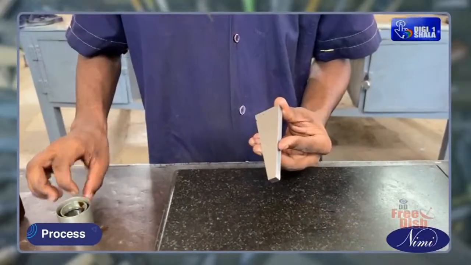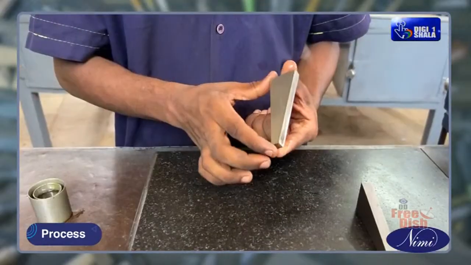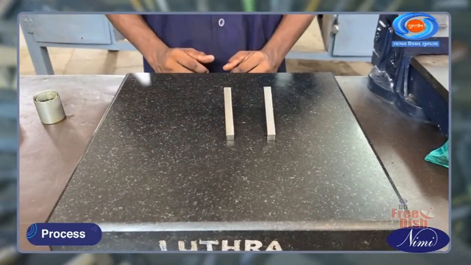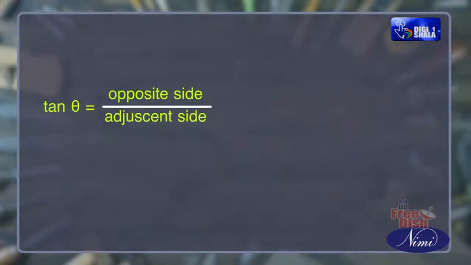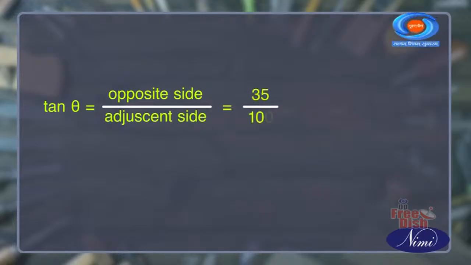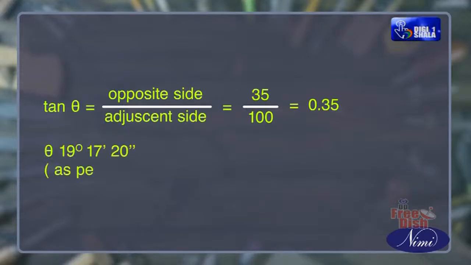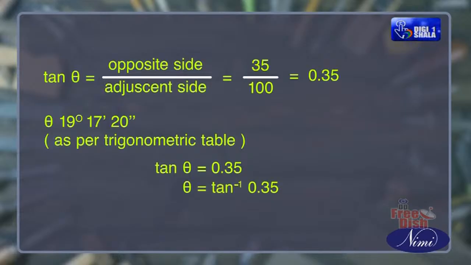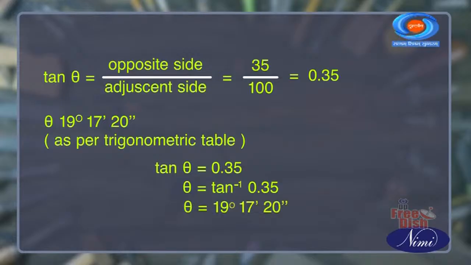Make part 1 and part 2 angular surface and apply thin coating of oil and preserve it for evaluation. Tan theta is equal to opposite side divided by adjacent side, is equal to 35 divided by 100, is equal to 0.35. As per trigonometric table, tan theta is equal to 0.35. Theta is equal to tan inverse 0.35. Theta is equal to 19 degrees 17 minutes 20 seconds.